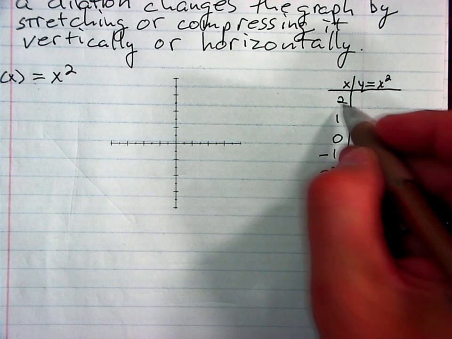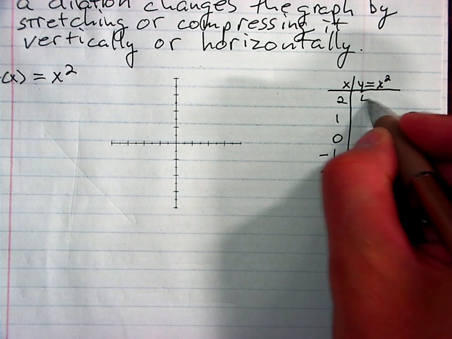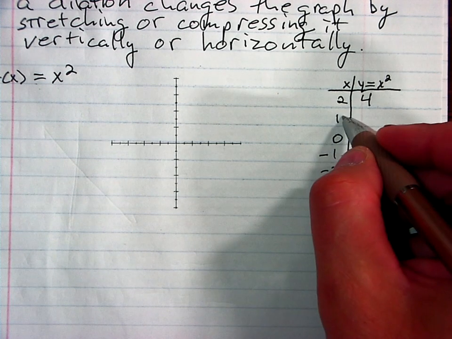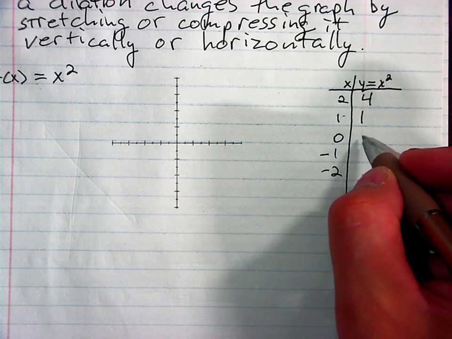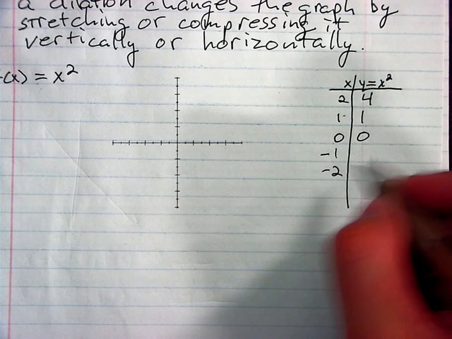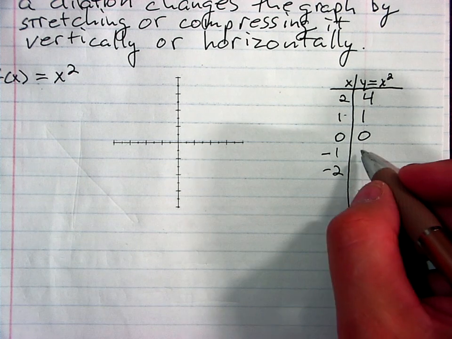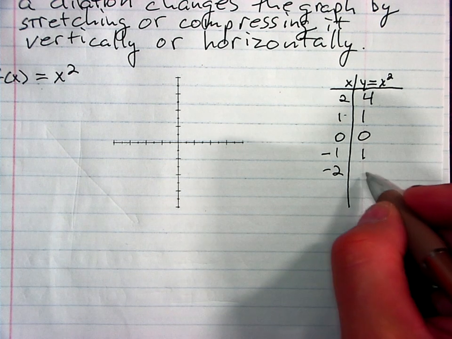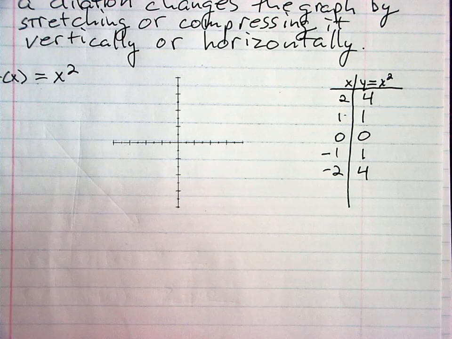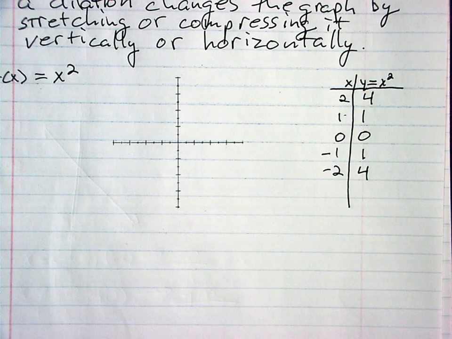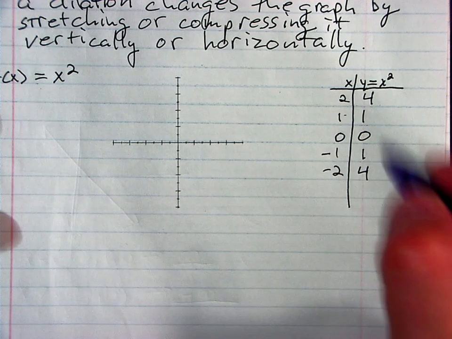And now I'm just going to square this. 2 squared is 4. 1 squared is 1. 0 squared is 0. -1 squared is 1. -2 squared is 4. And honestly, the reason I use my stamp is because I wanted you to be able to look at the difference. We're going to graph 3 graphs on this piece of paper. We're going to graph a basic one, and then we're going to stretch one, and then we're going to compress one. So, God bless you.